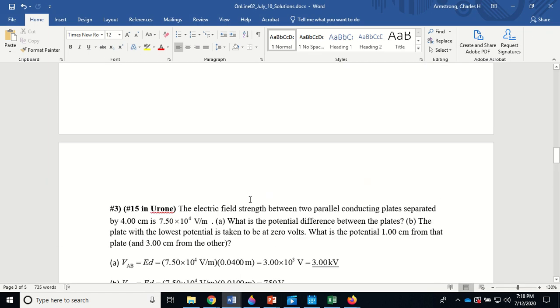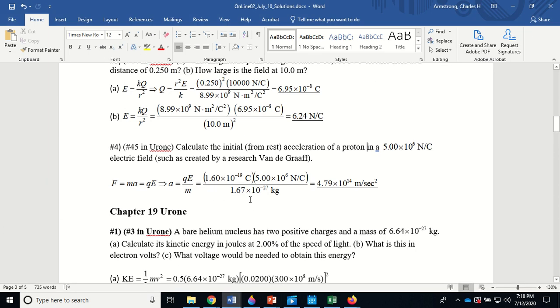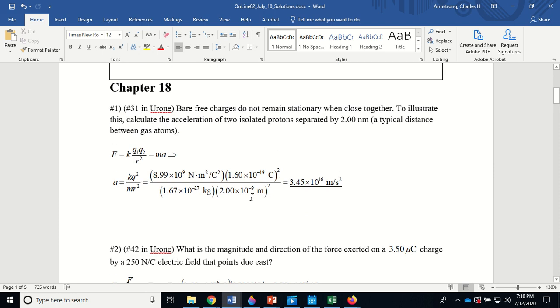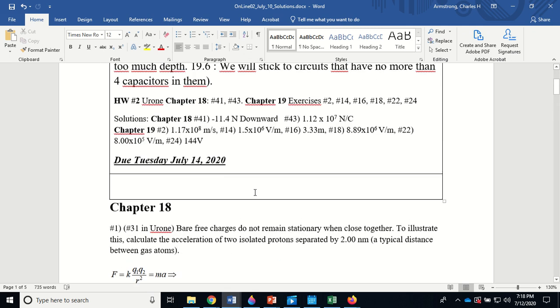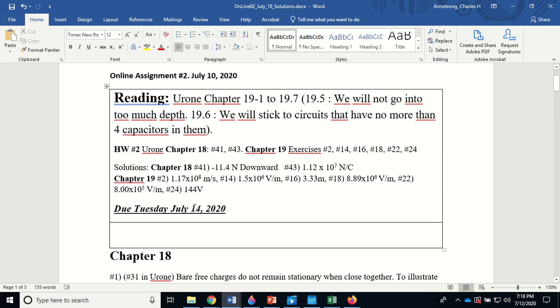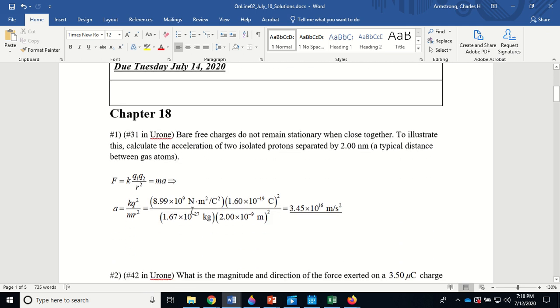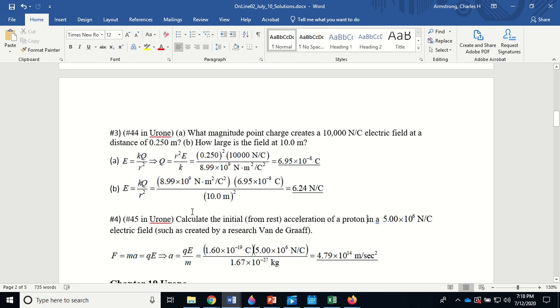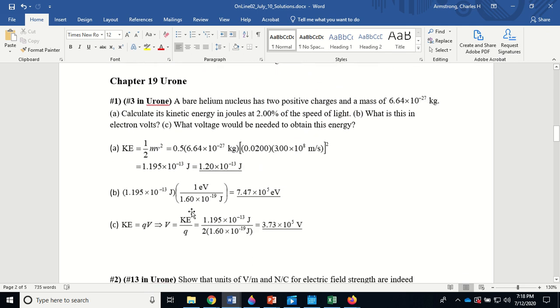This is what I want. Okay, so this is the worksheet. I didn't add anything to it. So everything's the same. It's due Tuesday, July 14th. And so we did these already. So here are the chapter 19 ones we haven't done yet.